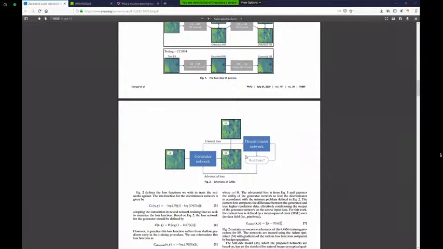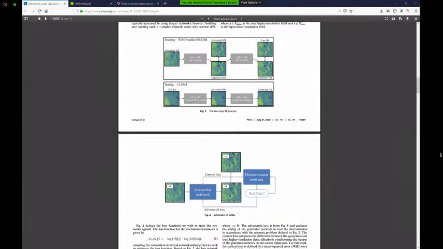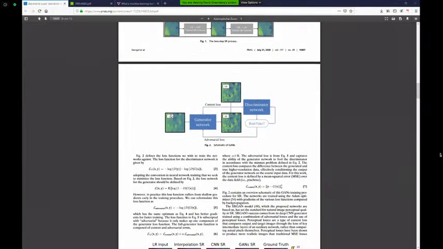But the same principle is used. The neural network, given the low resolution image, is going to output a high resolution one, and then a second neural network, a discriminator network, is going to identify whether the high resolution image came from the neural network or whether it came from the original training data set.